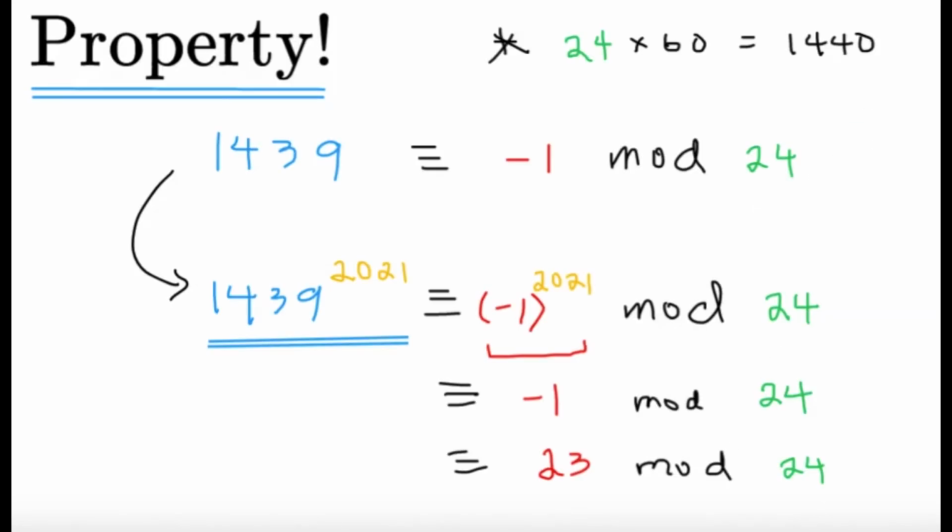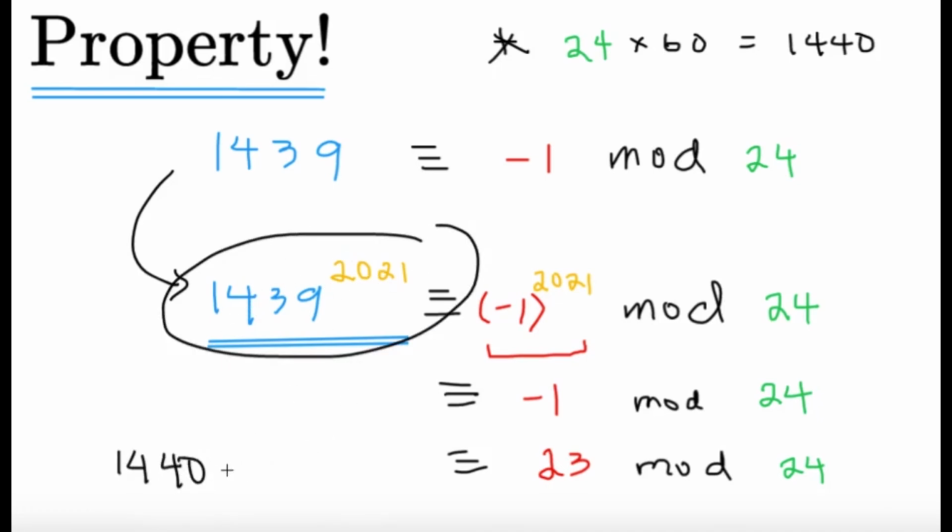So, when we deal with modulo, or remainders, we can always apply this property. You can look up the proof for this, but you might want to try to get the proof yourself. It's just the concept of the binomial theorem, because you can write 1439 raised to 2021 as 1440 minus 1 raised to 2021. You might want to expand this and see what happens.